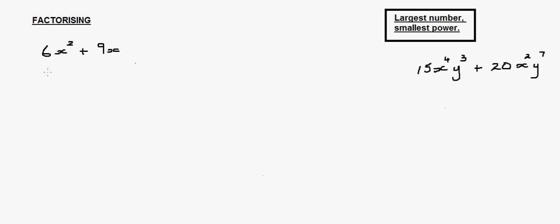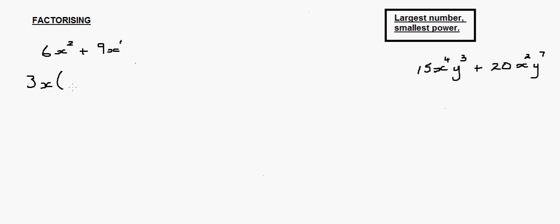We want the largest number that will divide into 6 and 9. The largest number that will go into 6 and 9 is 3. The smallest power applies to the unknowns, the x's. We've got x squared and we've got x, and x is just x to the power of 1. So this is my smallest power of x, and I pull that out.